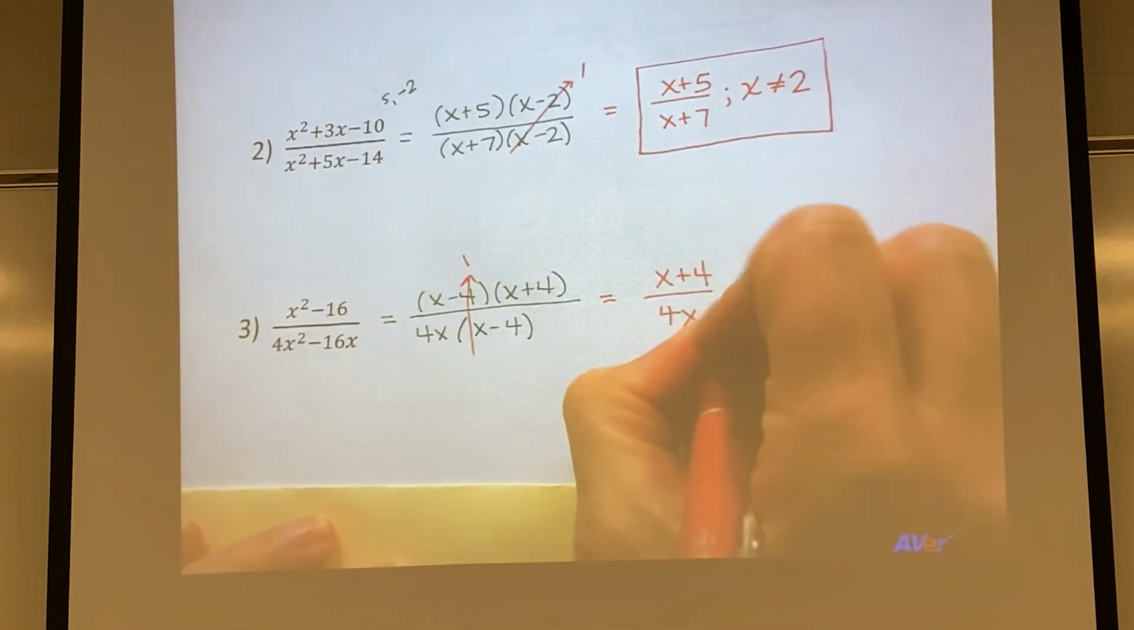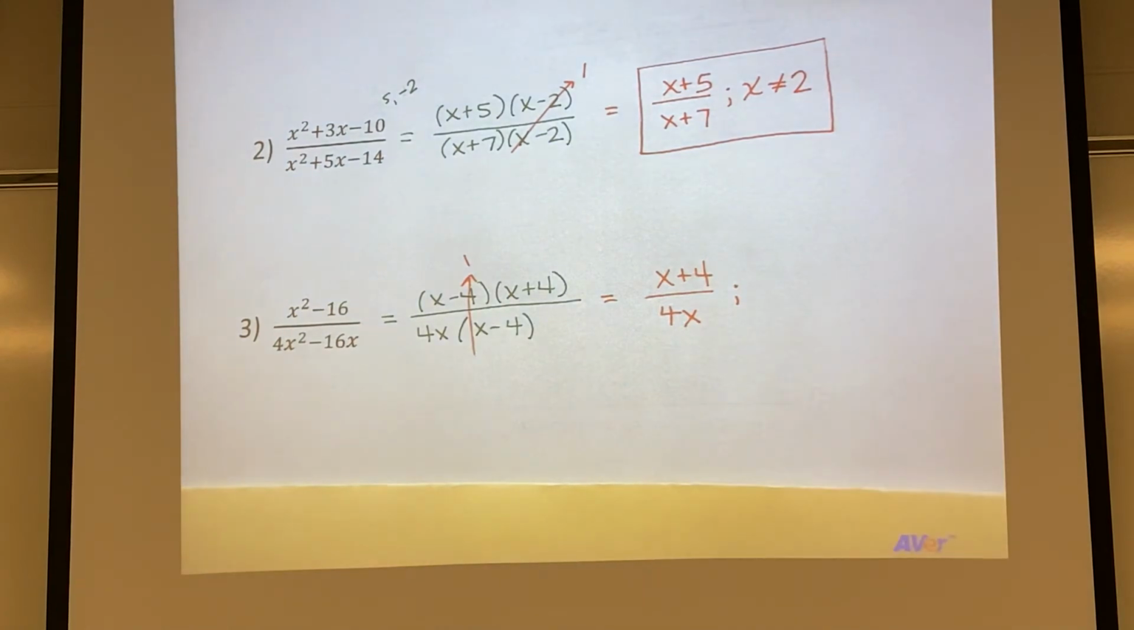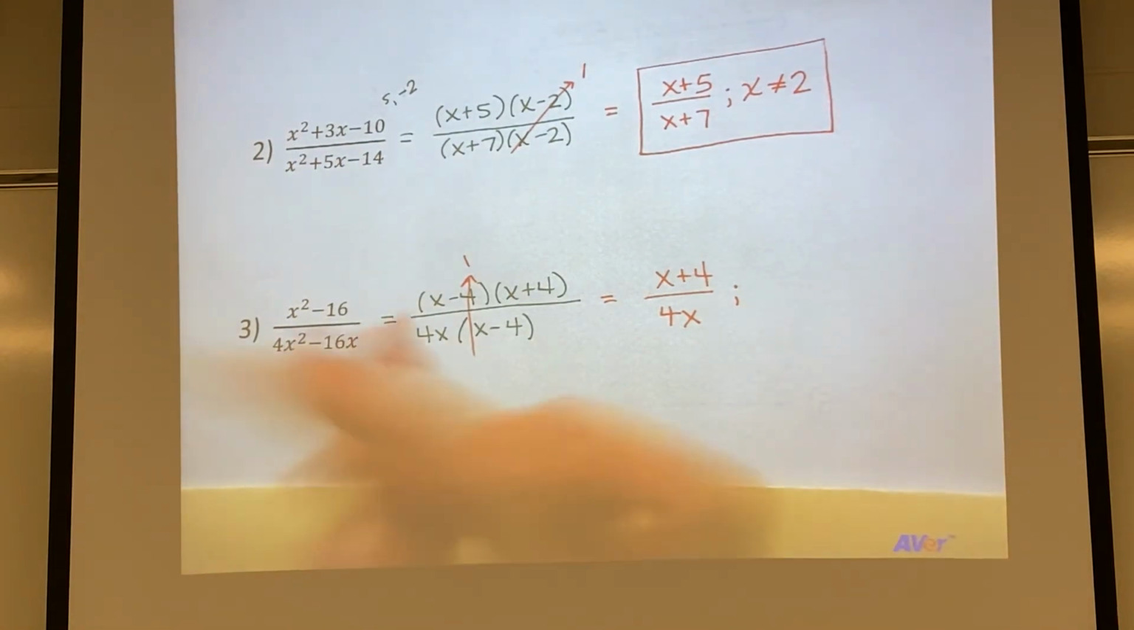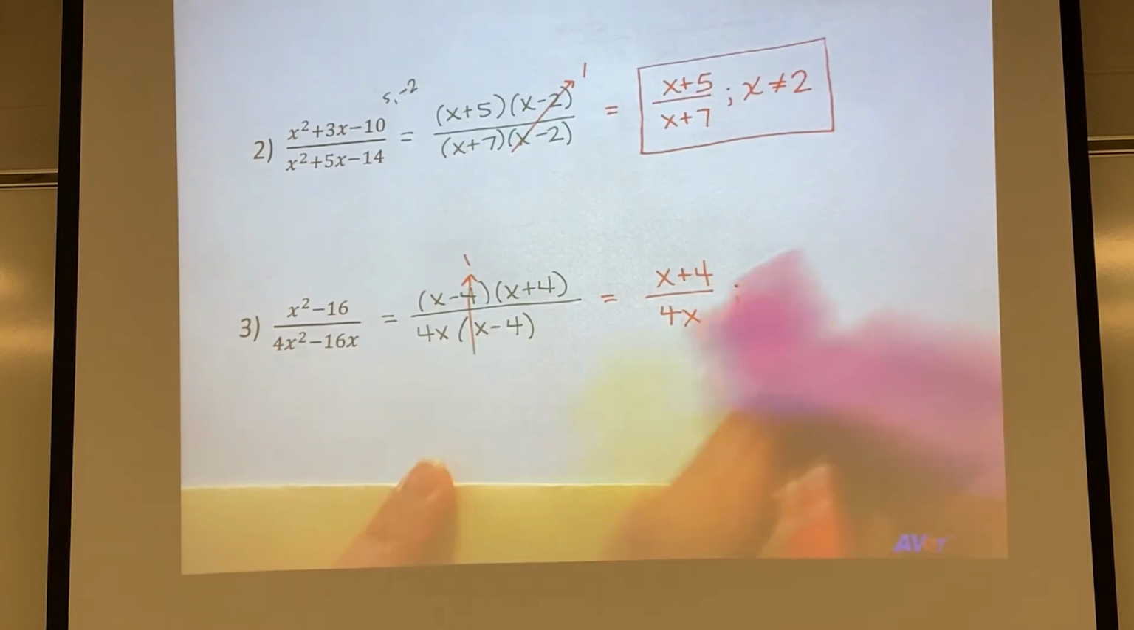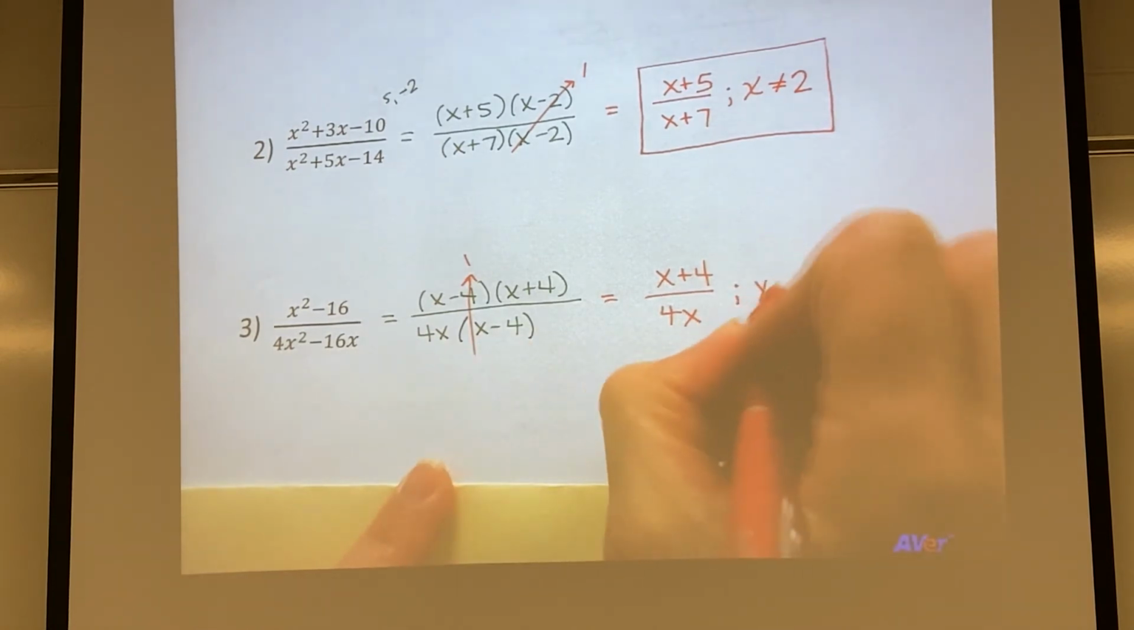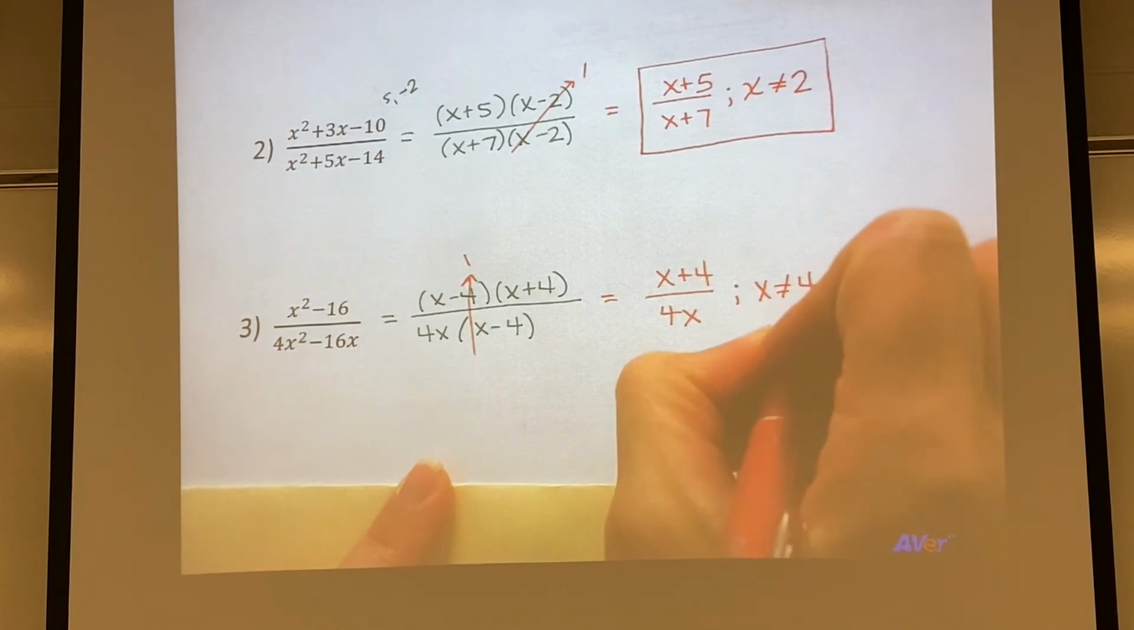But are there any numbers that we need to make sure x cannot be? Well, we took out x minus 4, so 4 would have made it equal to 0. So x cannot be 4.